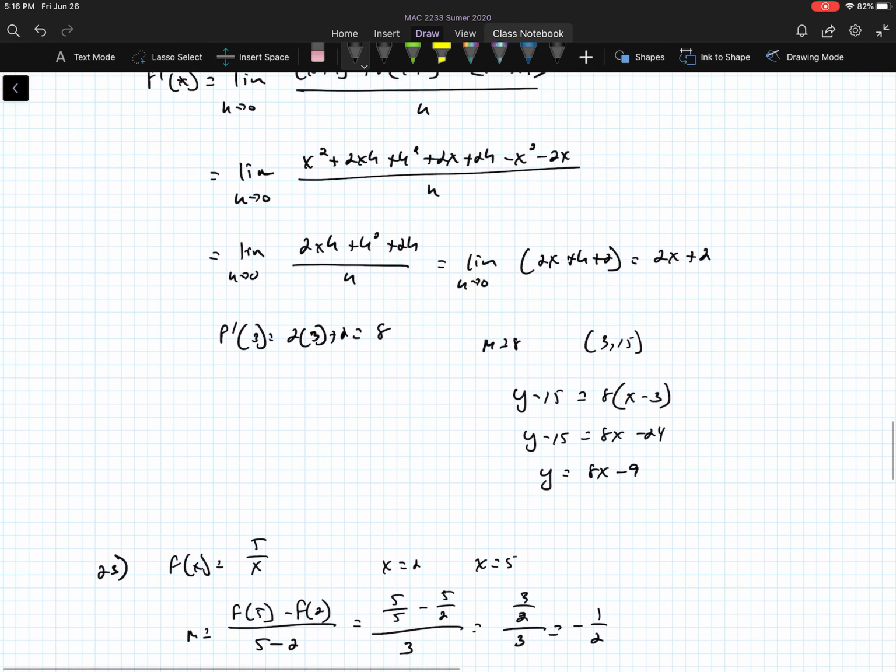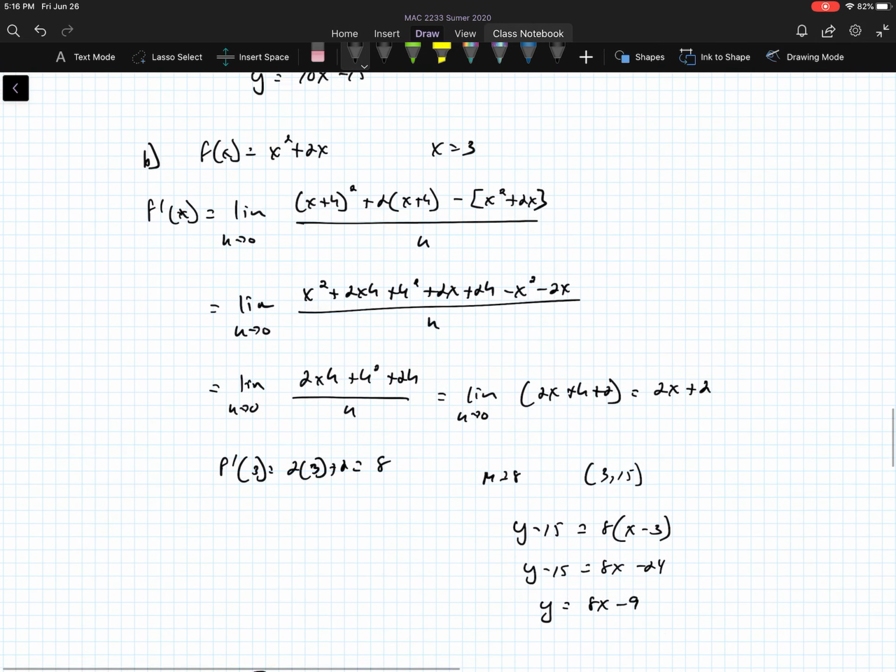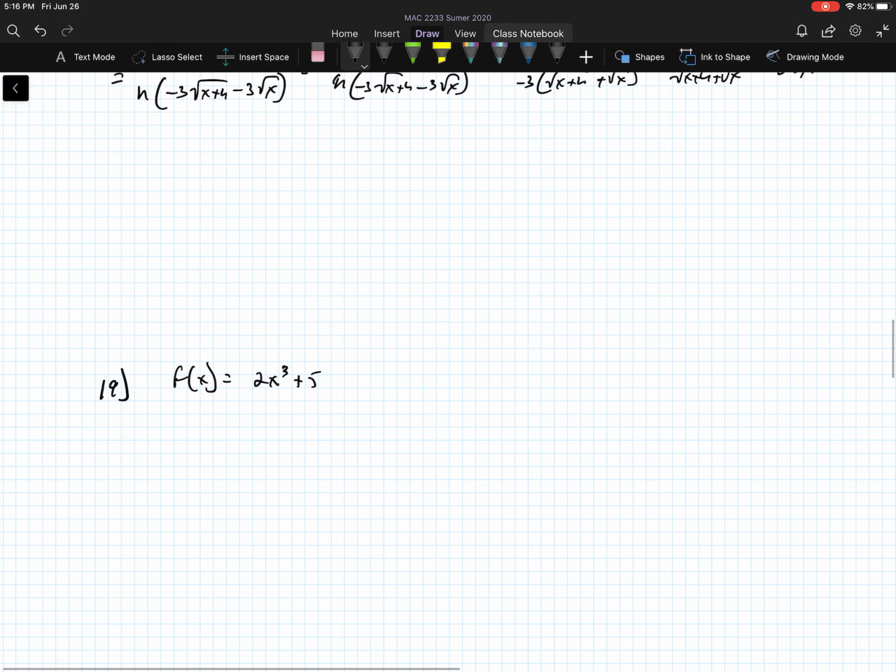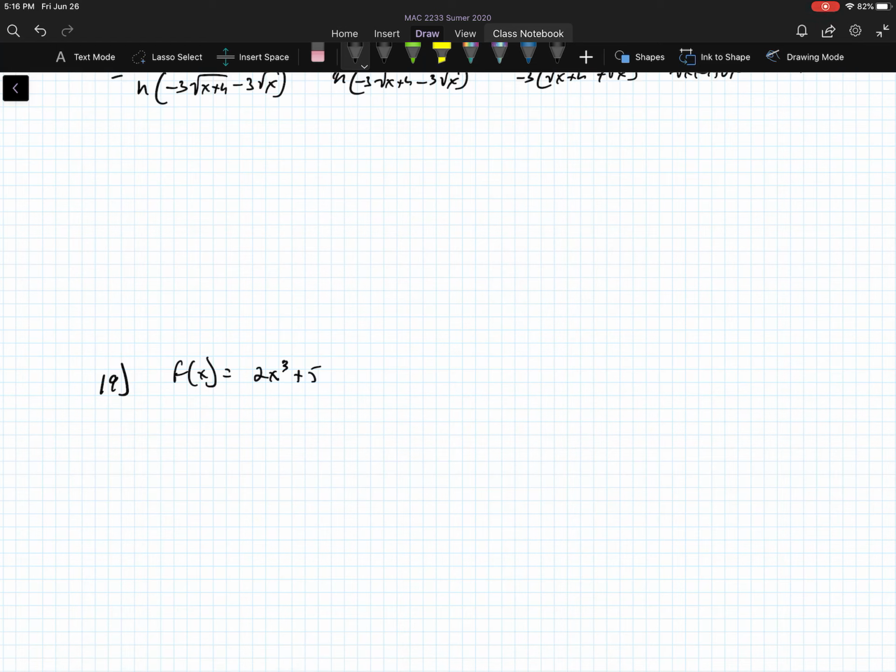All right, I'm going to go through number 21 instead of doing it step by step, and also number 23. I'll go explain those. So number 19, we're going to do the same thing. Here you have to be careful because you're going to have x to the third power. So f prime of x equals the limit as h goes to 0 of 2 times x plus h to the third power plus 5, minus 2x to the third plus 5, all over h.